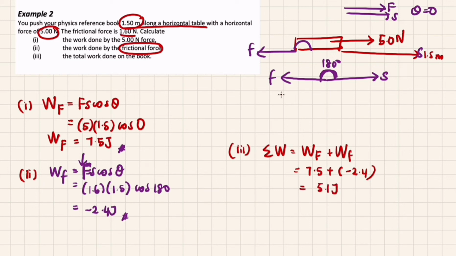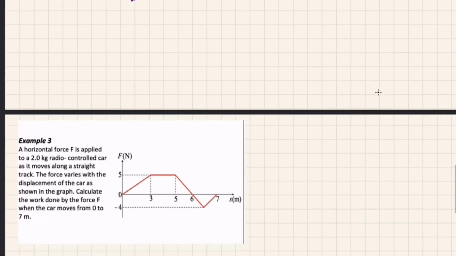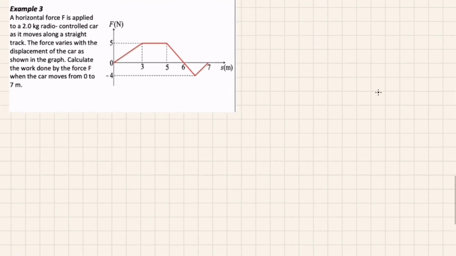Make sure you check your angle. Now the angle between the frictional force and the displacement is 180. When we put in 180, we get the work done by friction. This one is the external force, and this one is the frictional force. So that is example 2. Okay, let us continue to example 3.